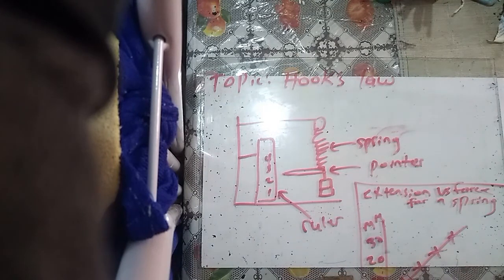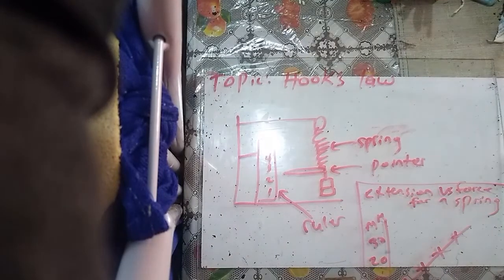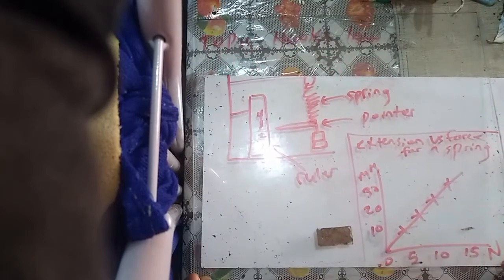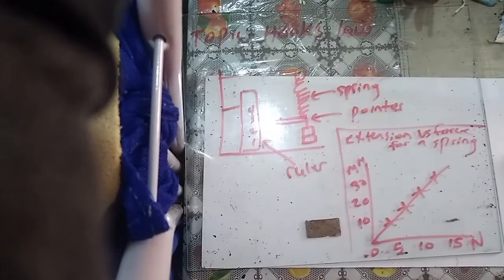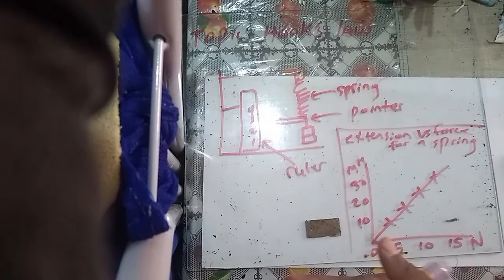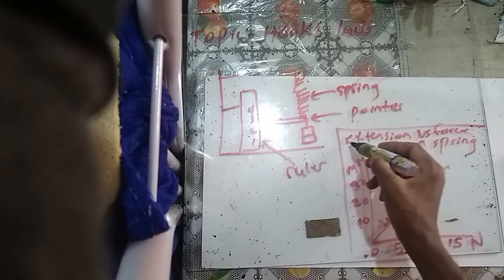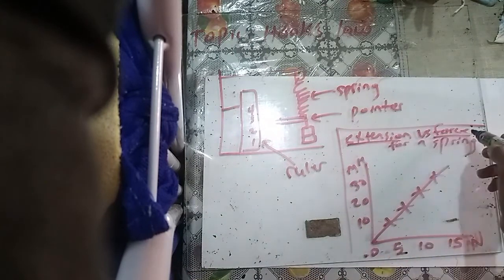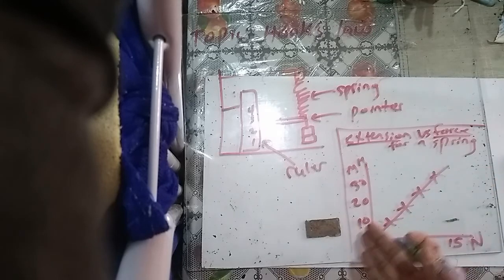So we have those extension values, which is the distance the spring has stretched, and the force we use each time. We can populate a graph, and this is the Hooke's law graph. It is a graph of, and you must understand this, extension versus force. The Hooke's law graph is a straight line graph.